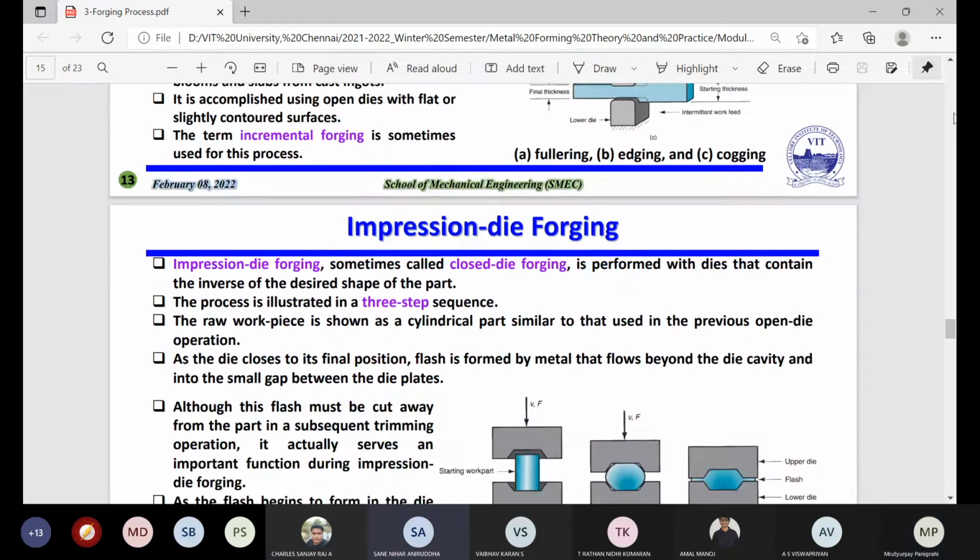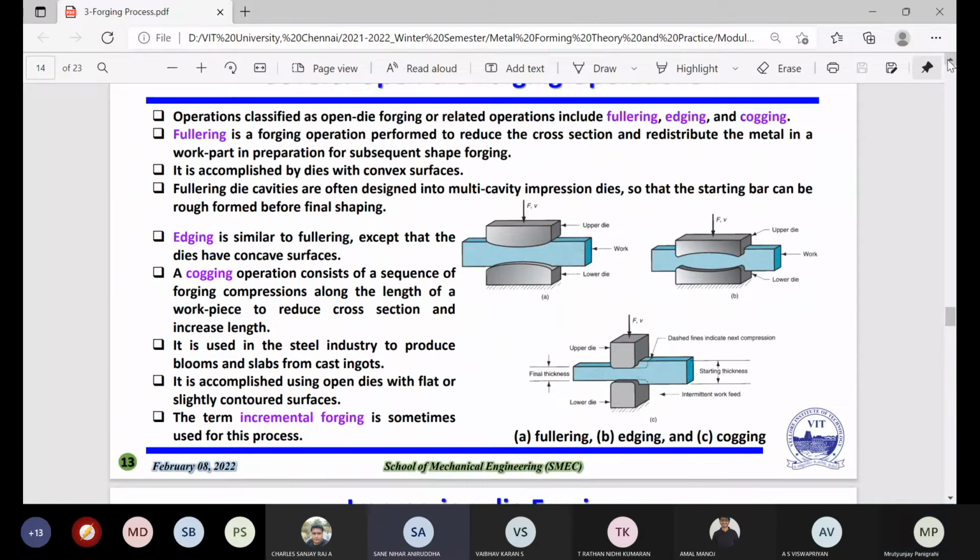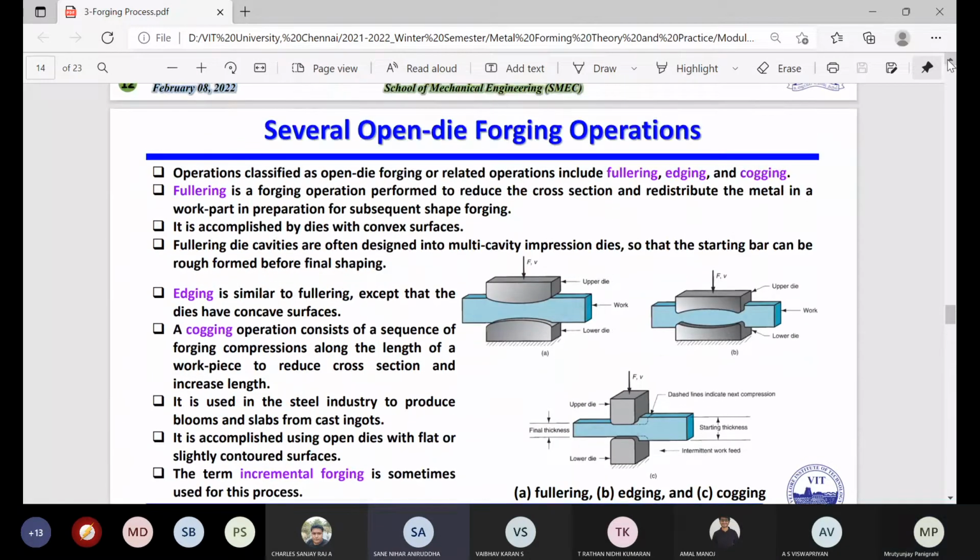In the previous two, fullering and edging, we are reducing the cross section, right? Yeah, fine. Also in cogging, we are doing the same. In cogging? We are doing the same.